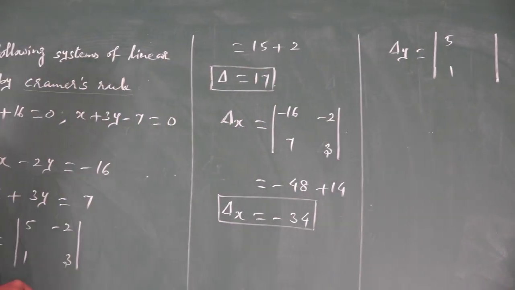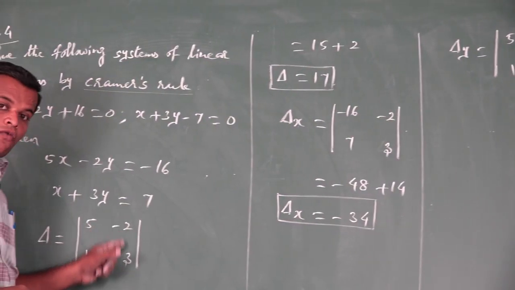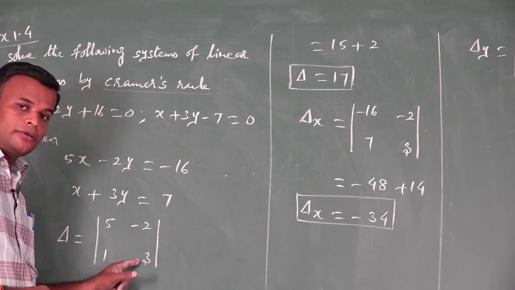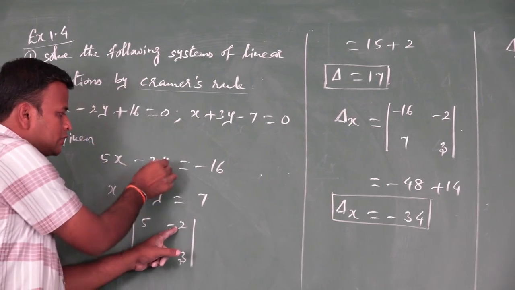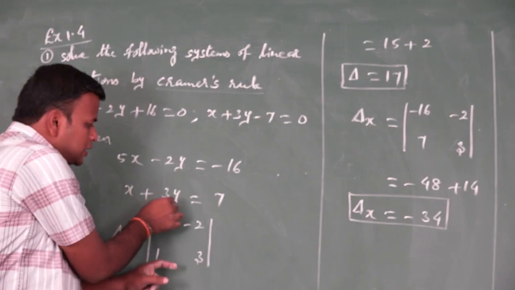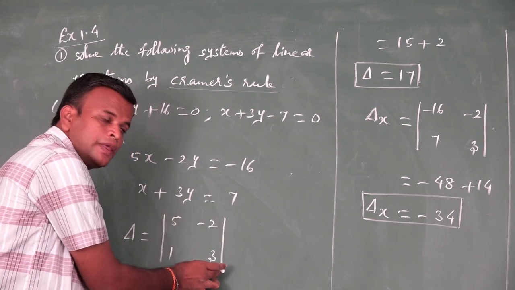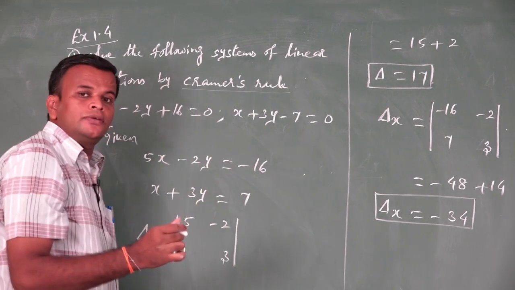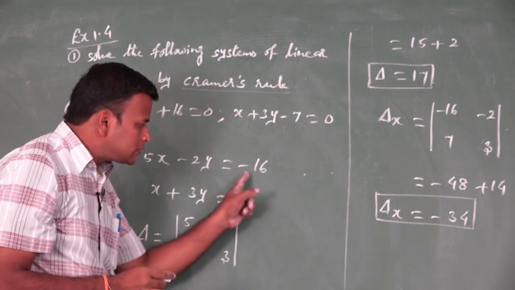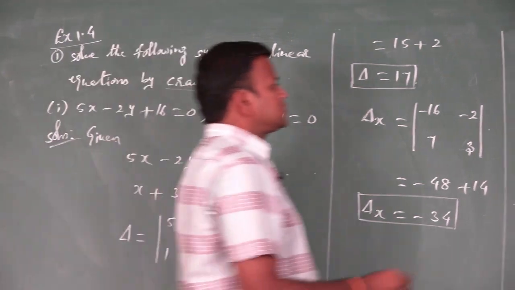And we remove the coefficient of y column. Minus 2 is the coefficient of y in the first equation, and plus 3 is the coefficient of y in the second equation. We leave the coefficient of y column and enter the RHS values, which are minus 16, 7.